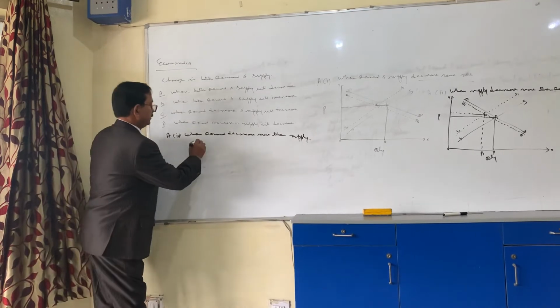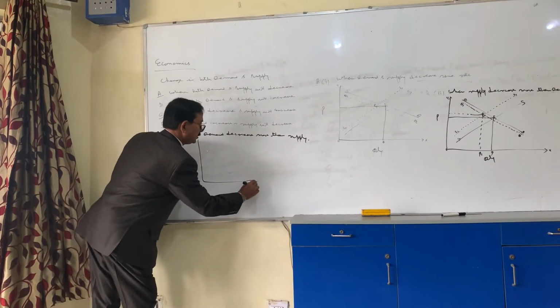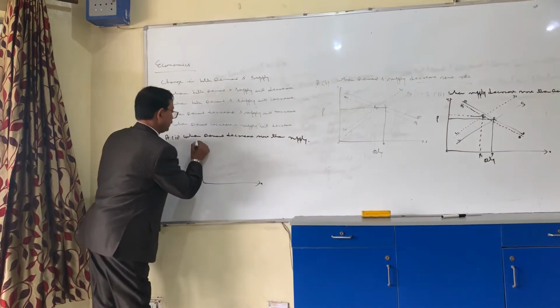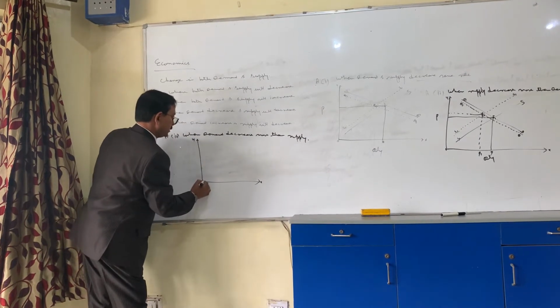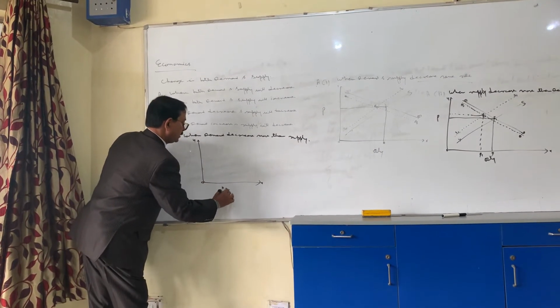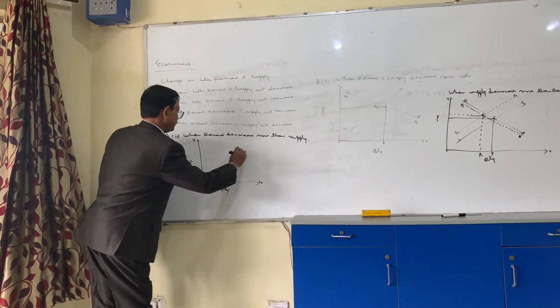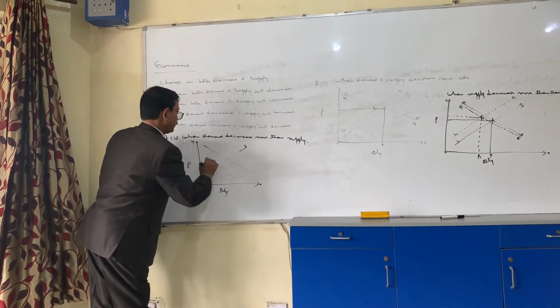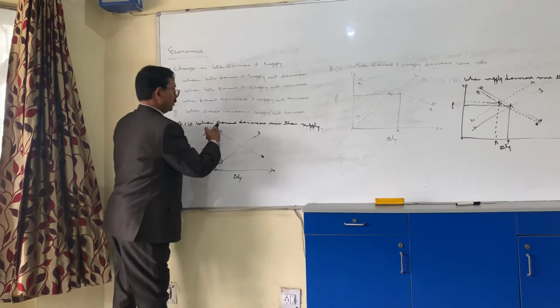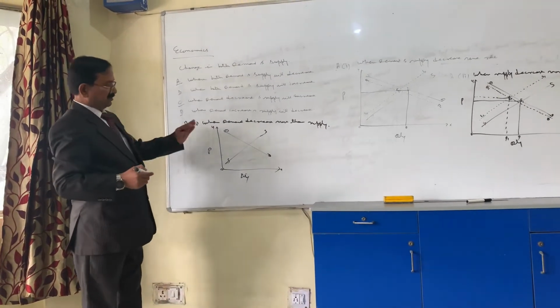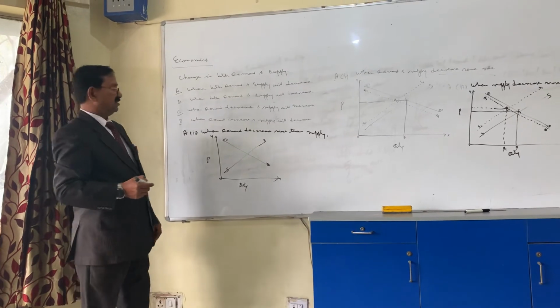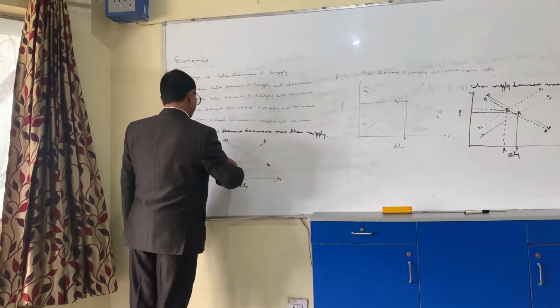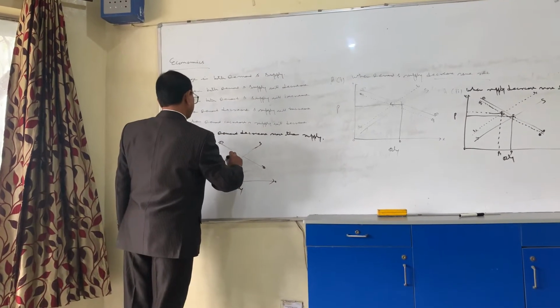So what happens? Just you see again. Quantity, price, this is the original supply curve and the demand curve. What decreases more? Demand is decreased more. So its width will be more.